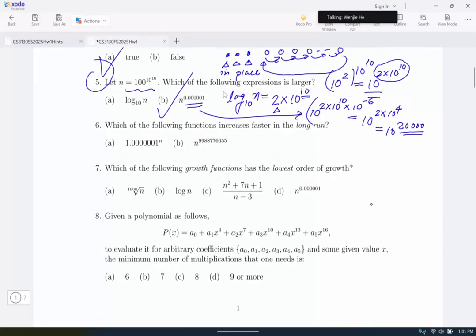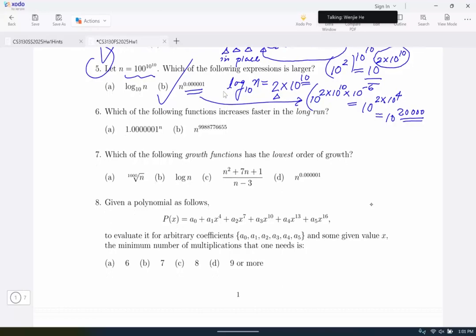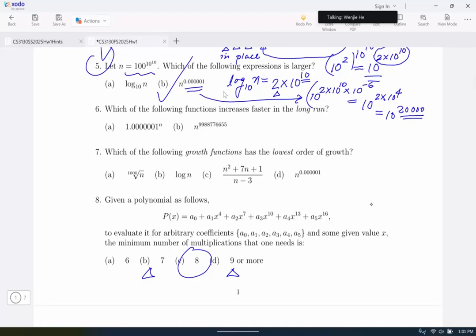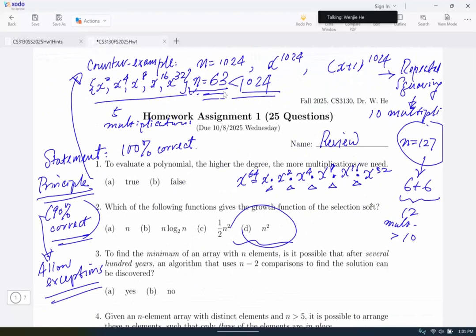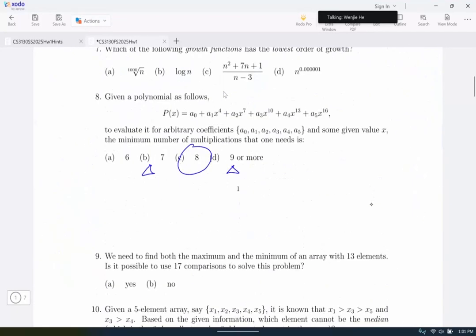And number 8, actually many errors. The correct answer is 8. In my solution, I explained the split. Here I want to save some time, but I just want to say, many students selected B or D. I give partial credit. I give 2 points partial credit.